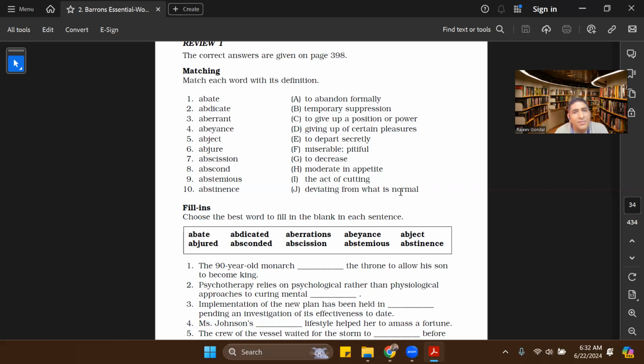Abjure, to abandon formally. No, we said abandon formally was abdicate, right? Abdicate will be to give up position or power. And abjure would be to abandon formally. So like this we can make it out. Abjure is to abandon formally, to give up. Abjure by law, if something says no to something, that is abjure.